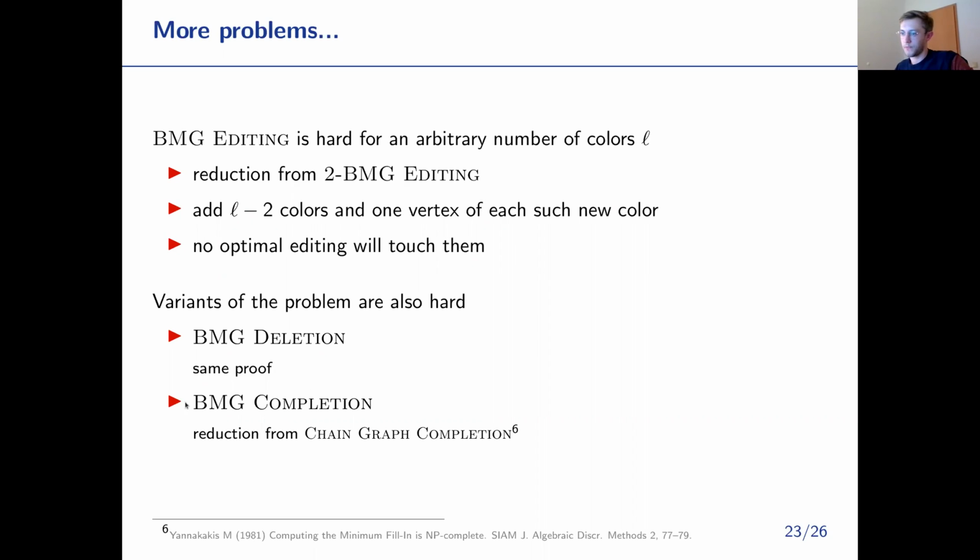And the second variant is BMG completion. That means that you are only allowed to insert arcs. And this requires a different proof, but we could also show that it is NP hard by reduction from chain graph completion.